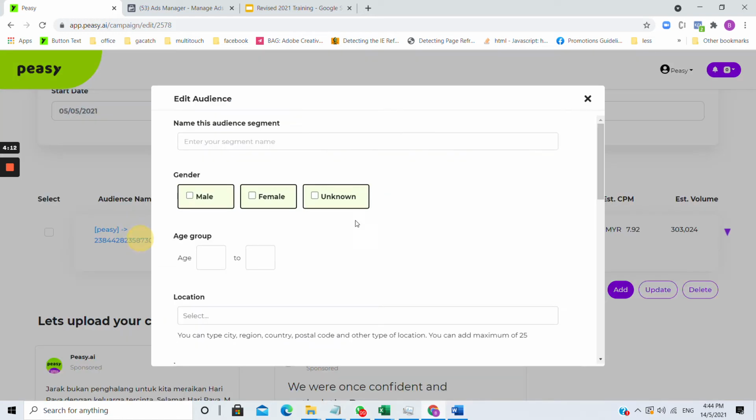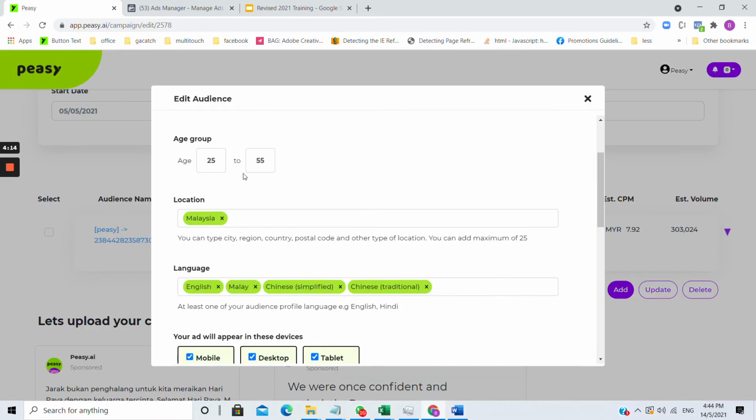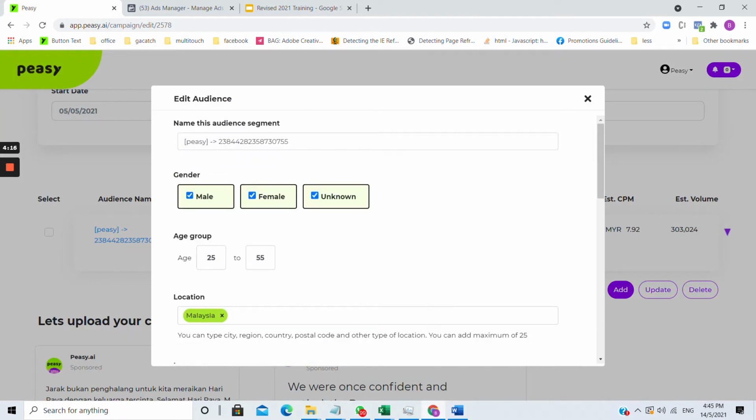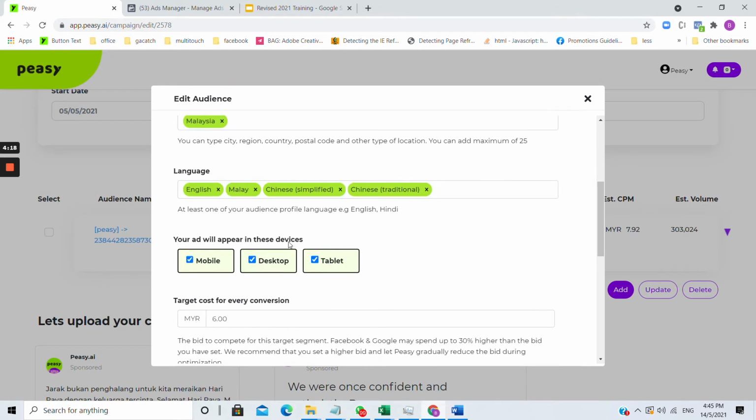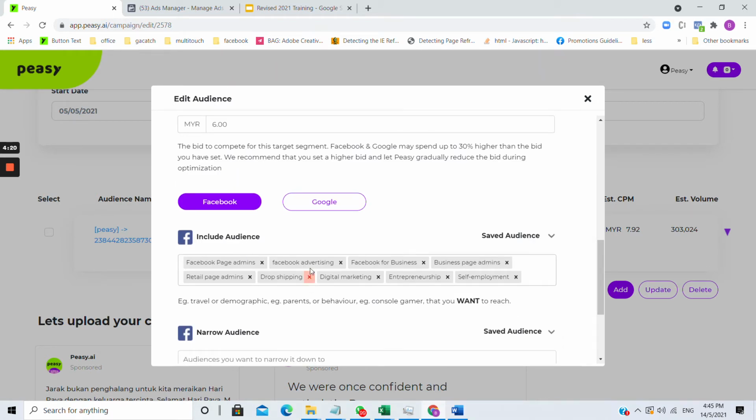For example, let's say initially we were targeting 25 to 55-year-old males and females living in Malaysia with all these different interests. And at the end of the campaign, or in the midst of the campaign, we achieve 100 leads. Peasy would then analyze that, out of these 100 leads, 50 were disqualified by your sales team and 50 were qualified by your sales team.